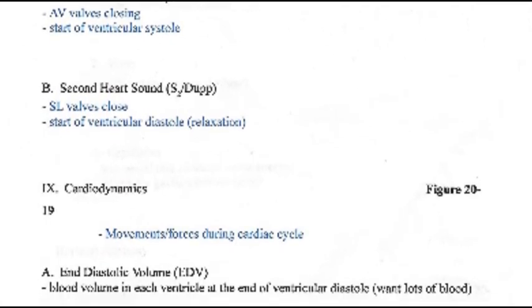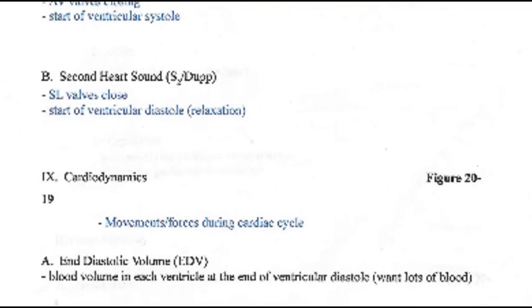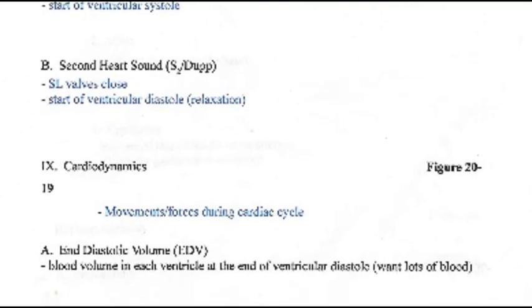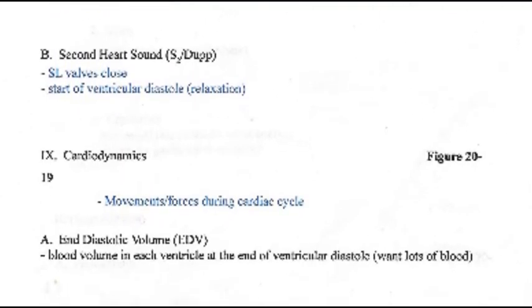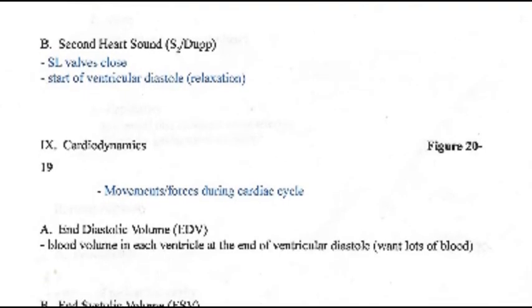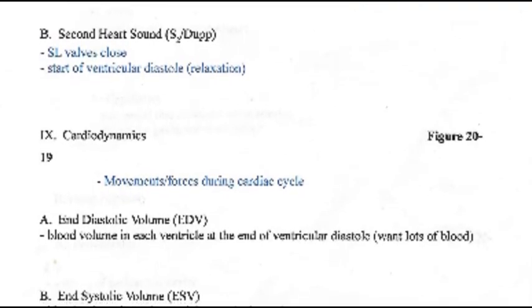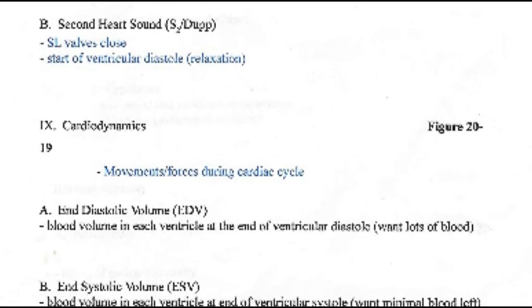In the second heart sound, S2, also known as dub or dup, the sound is made by the semilunar valves closing. This marks the start of ventricular diastole, or relaxation.